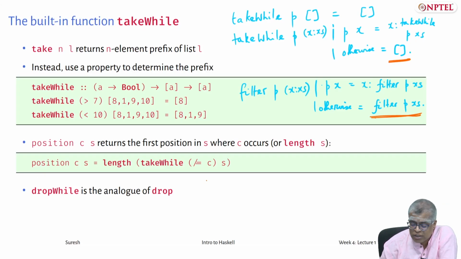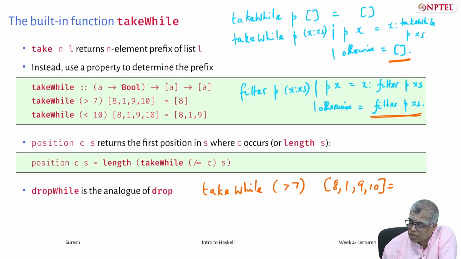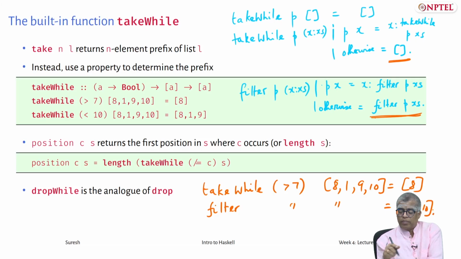In fact, even in this example, take while greater than 7 of 8, 1, 9, 10 is just 8, whereas filter of the same thing will be 8, 9, 10. The 1 does not satisfy the predicate greater than 7, but it's okay. Filter will skip it and go past and process the rest of the list, whereas take while will stop immediately. Okay. So this is something that one needs to remember.